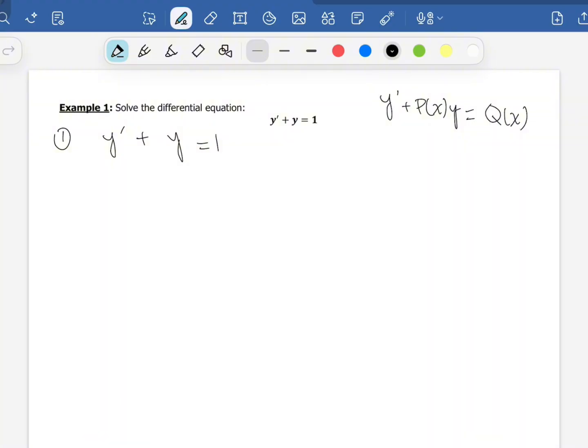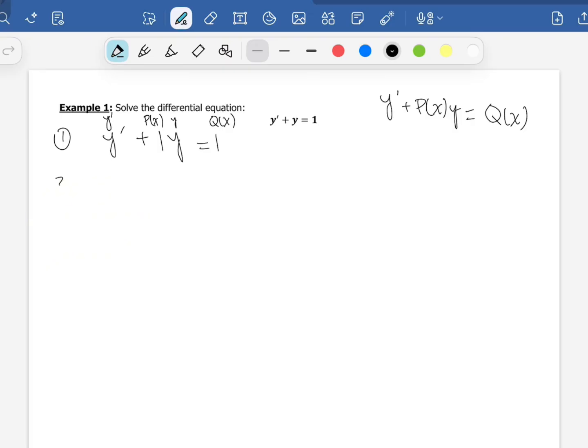So you might be thinking, wait, how is this in standard form if we don't have any x's? Well, it turns out you do. The function p of x just equals 1, because this is our y prime, this is our p of x, this is our y, and this is our q of x.